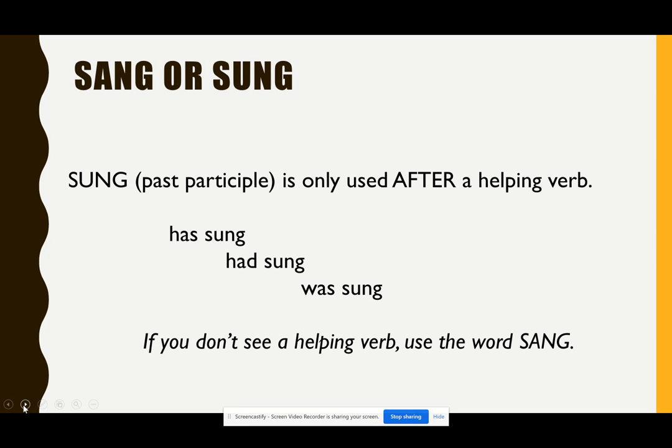Then we have sang or sung. Okay, sung is what is considered a past participle. And we only use it after a helping verb. So, has sung, had sung, was sung. And if you don't see a helping verb, has, had, or was, then you're going to use the word sang.